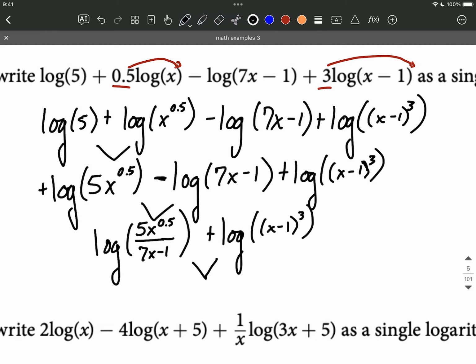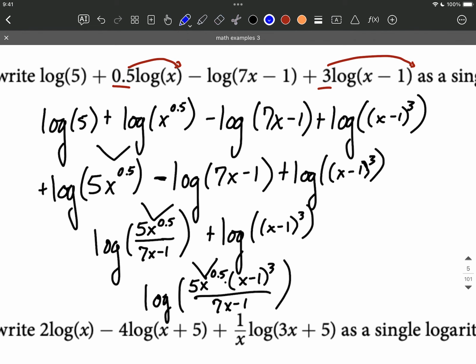Finally, we can go ahead and combine these into a single log. Because they're both positive, they'll be multiplied. But what ends up happening is that means that the x minus 1 quantity raised to the third power ends up in the numerator with the 5x to the 0.5 power multiplied by x minus 1 to the third power. This is all going to be over that 7x minus 1. And we're done.